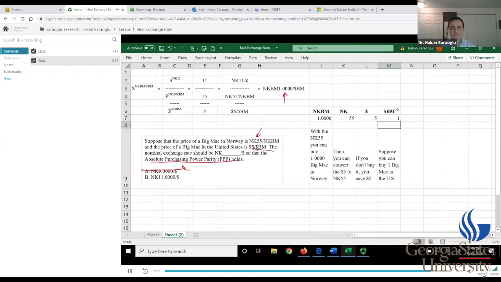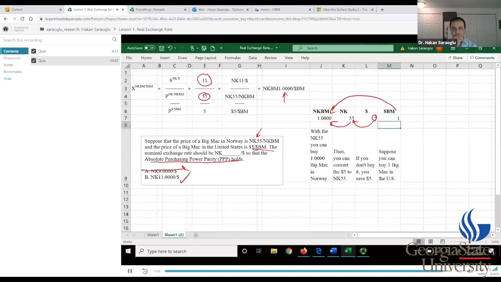We're going to end up with 1 Norwegian Big Mac. And that's because our $5 that we saved at the 11 krone exchange rate can buy us 55 krones, and then 55 krones can buy us a Big Mac at the price of 55. And hence the correct answer is 11.